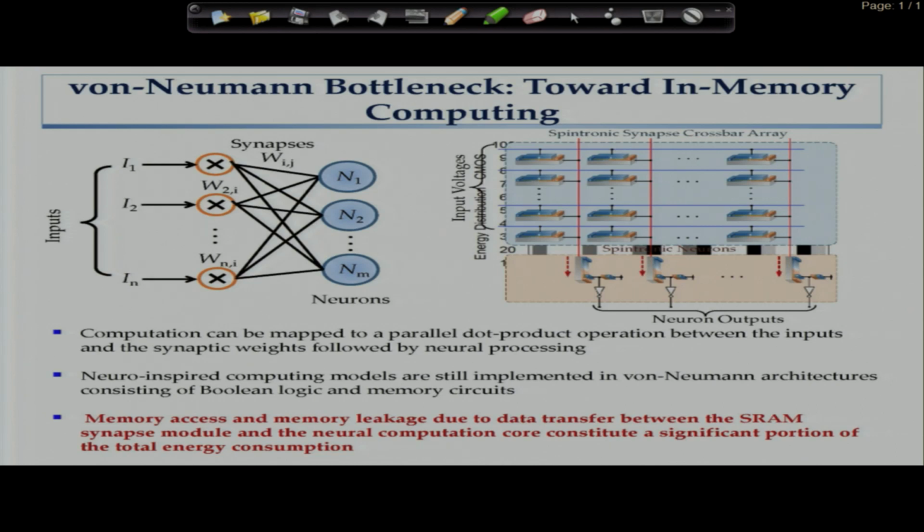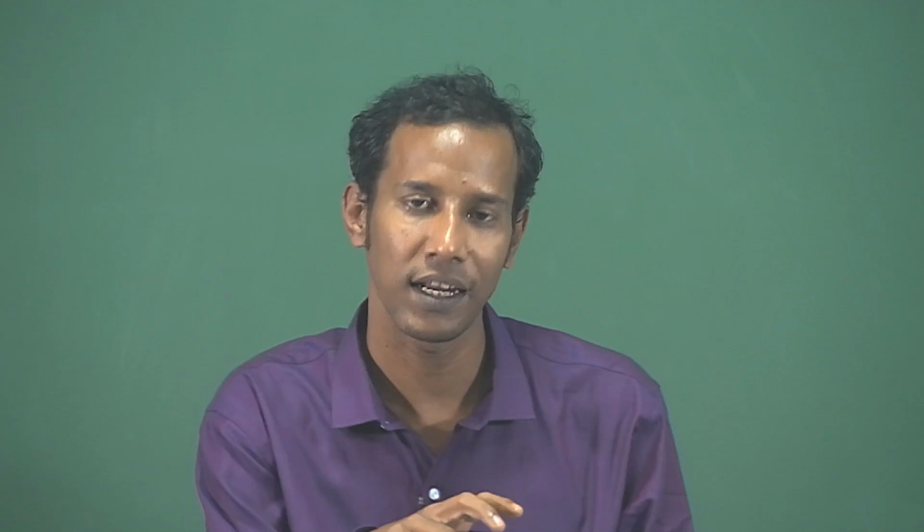The earlier Eyeriss chip, whatever we have discussed, there also each of these ALUs contains some local memory, then they have these global buffers, then they have the access to the DRAM. Those basically reduce the writes and reads of the memory, so by that they can save the energy.